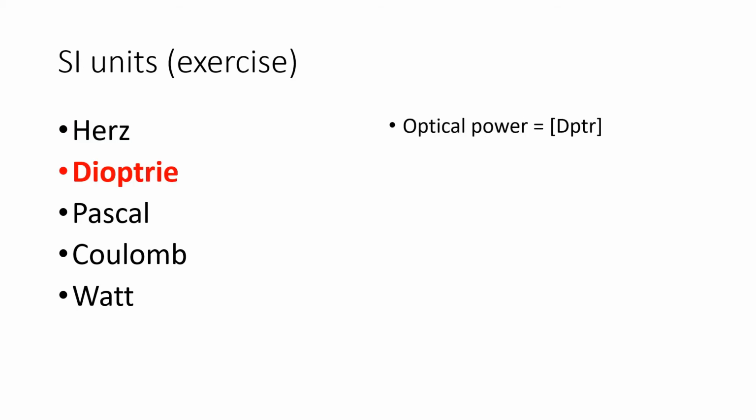Dioptre is the unit of optical power. Optical power is the degree by which any optical system converges or diverges the light. It is the inverse of focal length of the optical system. Focal length is measured in meters. Hence, dioptre is equivalent to inverse of meter, or meter to the power of -1.